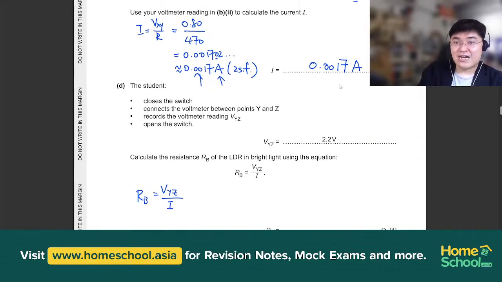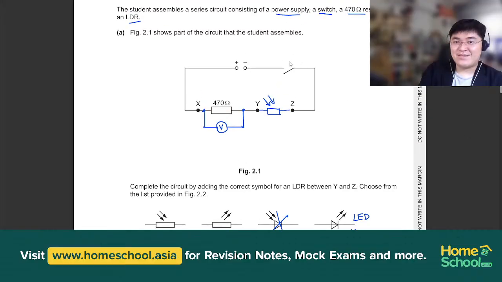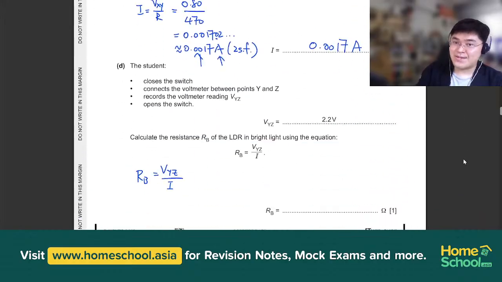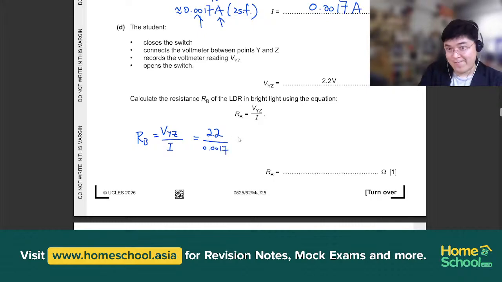As you do know, the current is constant because in our diagram there is just one single pathway. The current doesn't split into 2 or whatever, so current is constant for the whole circuit. Remember your series circuit? So VYZ over here is 2.2 volts, divided by I. I is this tiny little number right here, 0.0017.